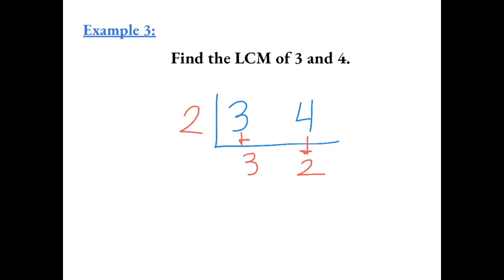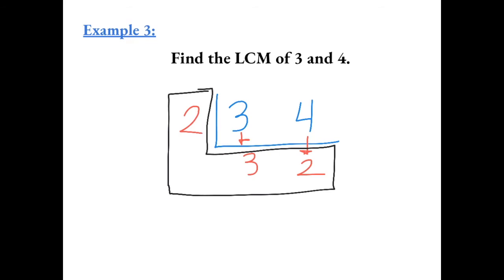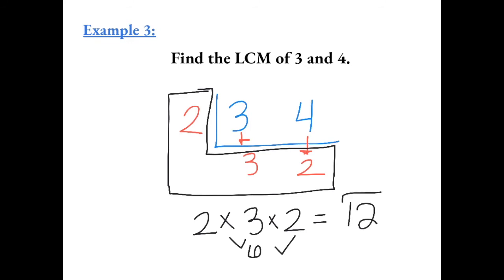Now that we have all prime numbers, to find the least common multiple, we make an L around the ladder and we multiply all of the numbers. So now we have 2 times 3 times 2. 2 times 3 gives us 6, and 6 times 2 gives us 12. So the least common multiple of 3 and 4 is 12.